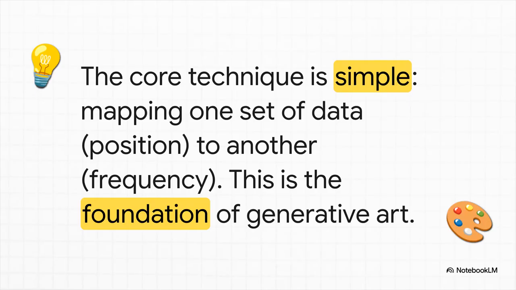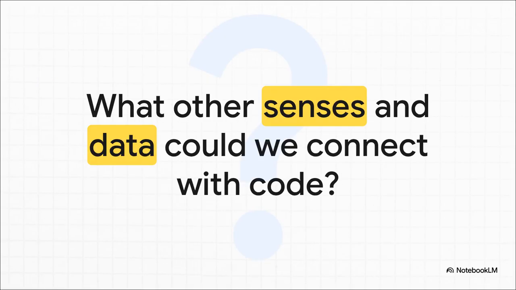So when you boil this entire piece down, the technique at its heart is actually beautifully simple. It's all about mapping one stream of data, in this case the box's position, to control another stream of data, the sound's pitch and location. This single idea, this act of translating numbers from one world to another, is really the fundamental building block of so much generative art. And that leaves us with a really fascinating thought to end on.